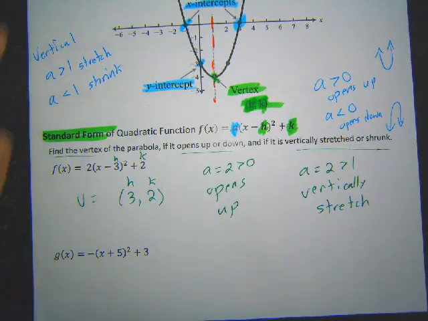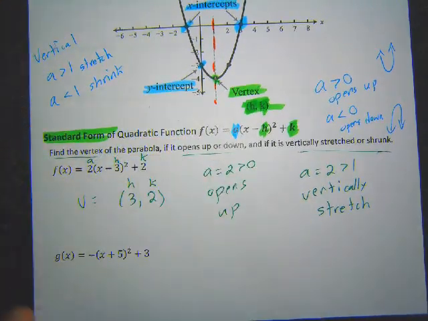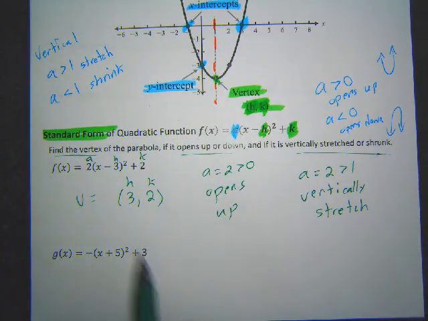That's the wonderful thing about this standard form. If you have standard form, you can just see the vertex. There's the 3, there's the 2, that's the vertex.